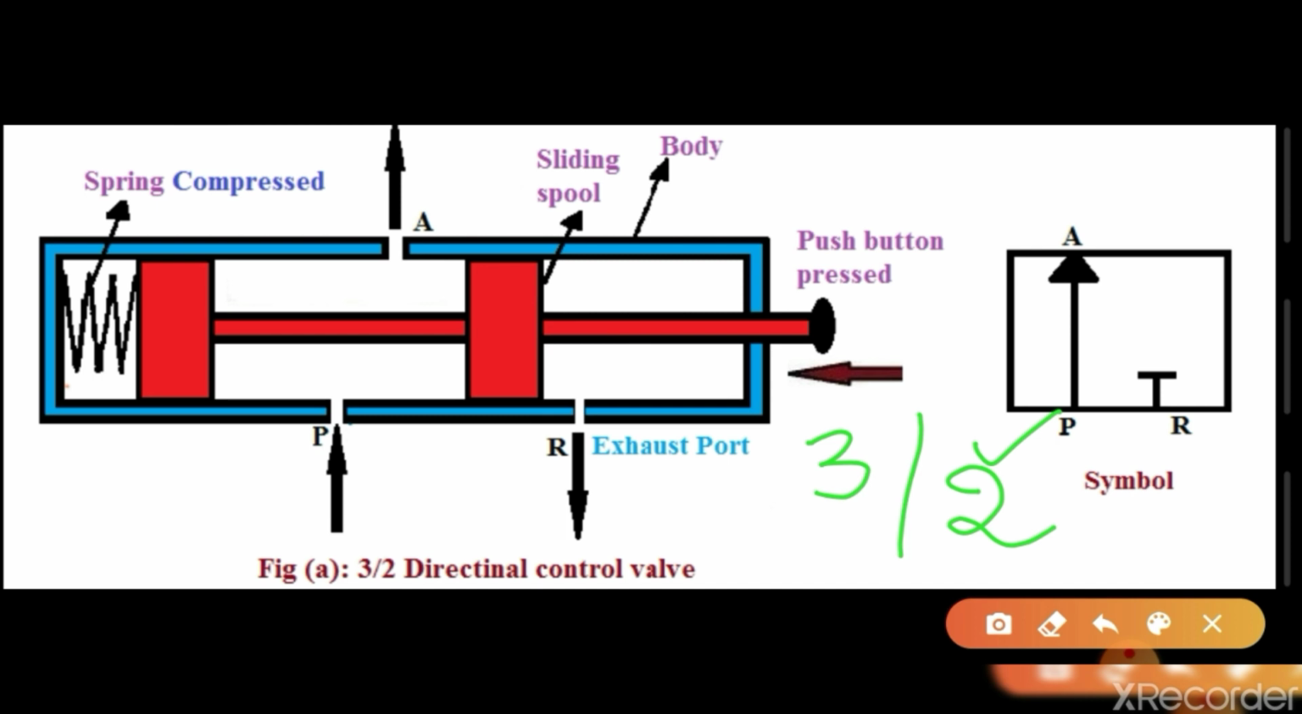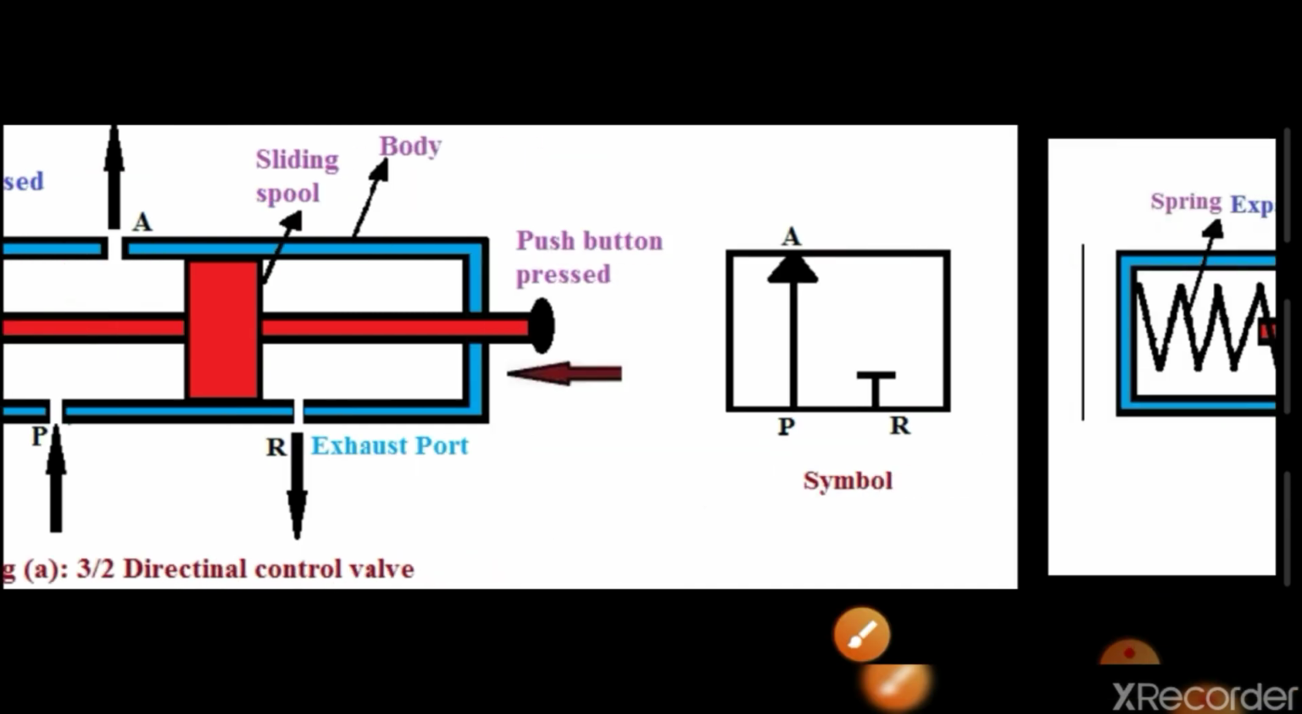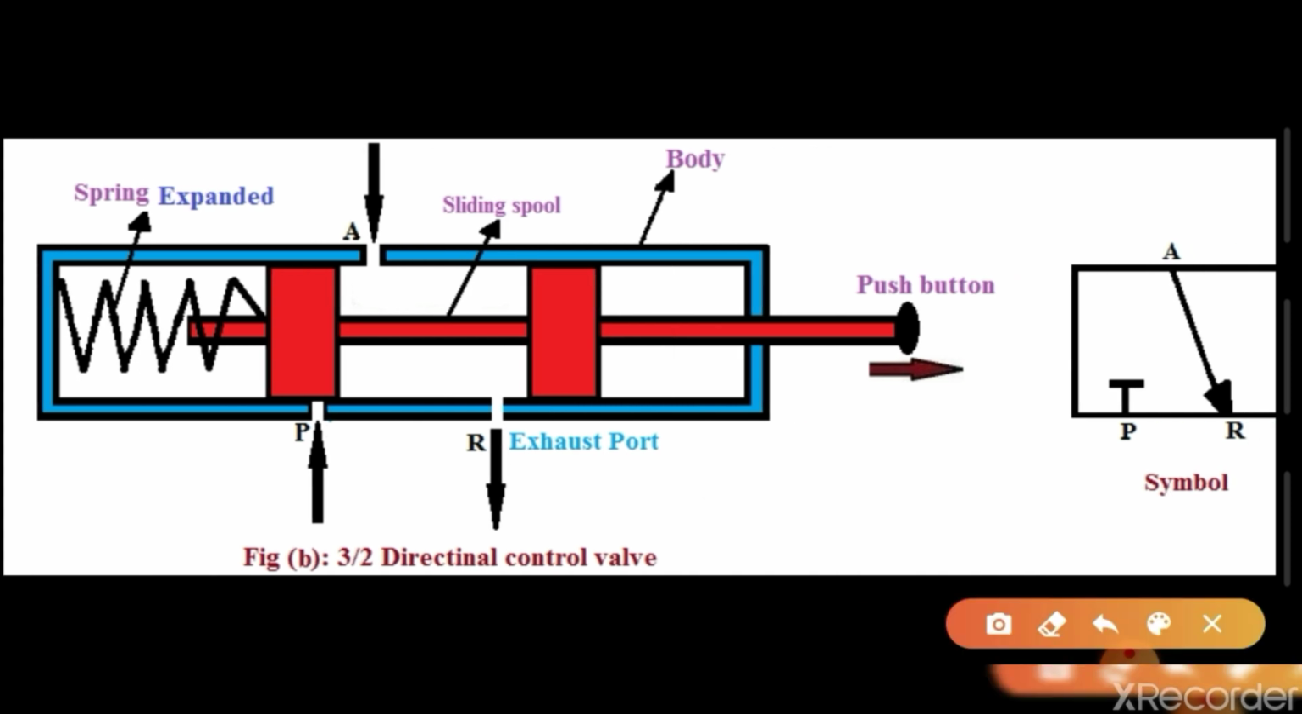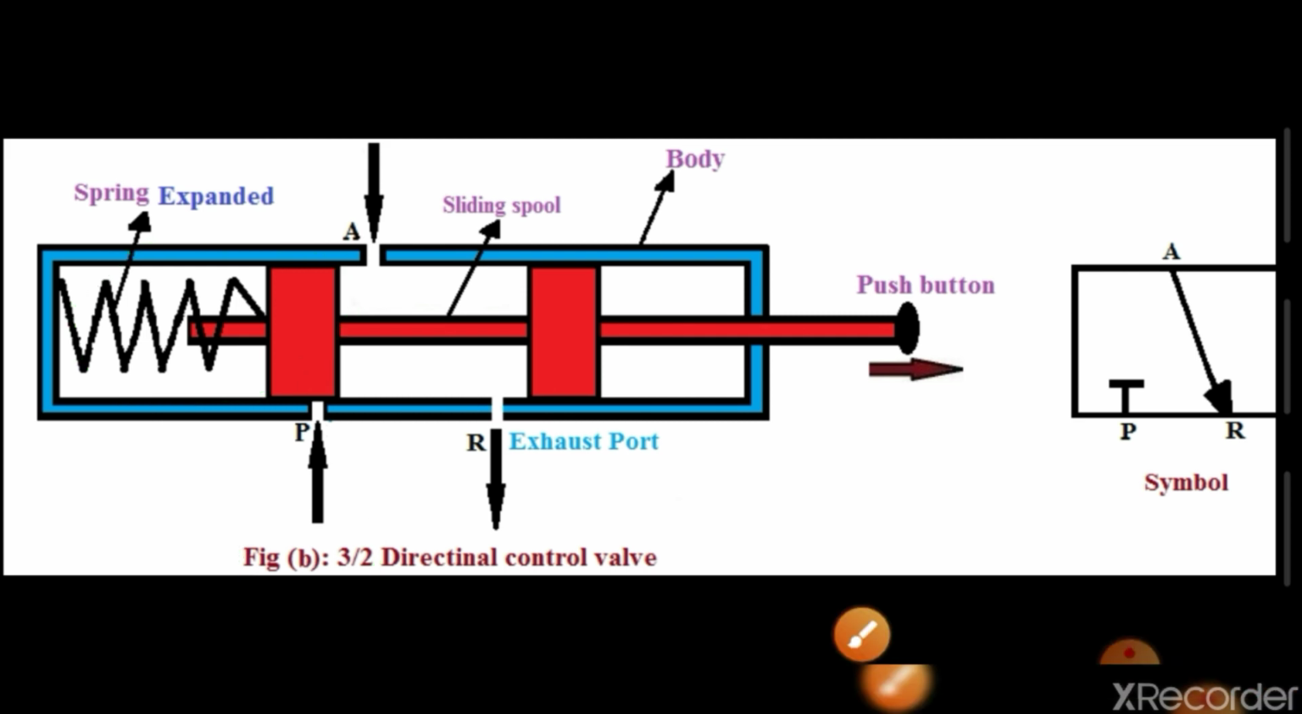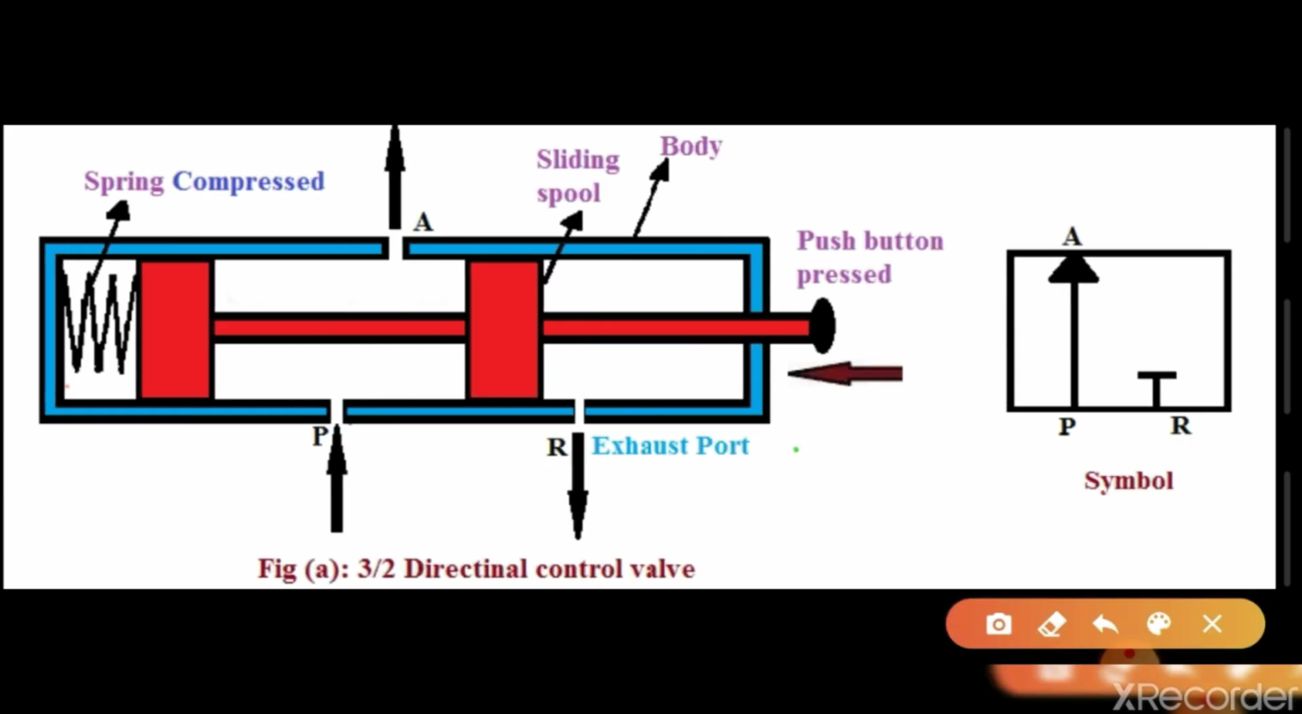That is, here in this figure A, the spring is in compressed condition. Okay, so this is one position. So this is figure B where the spring is in expanded condition. So this is the second position. Okay, that's what 3 by 2 means: 3 ports and 2 positions.